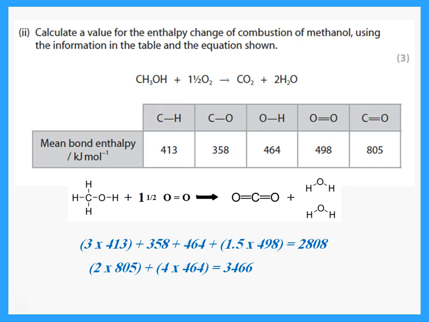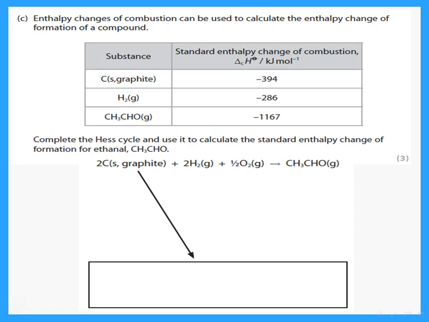Then I do the same for the products. I have 2 CO bonds. That would be 2 times the value he gives me, plus I have 4 OH bonds. So that would be 4 times the 464. Now the delta H is the reactants minus products. This comes out to be minus 658 kilojoule per mole.